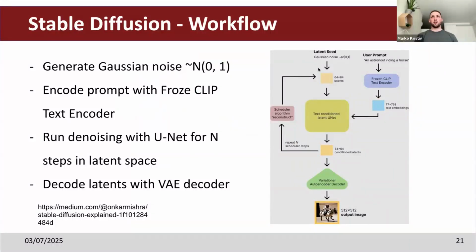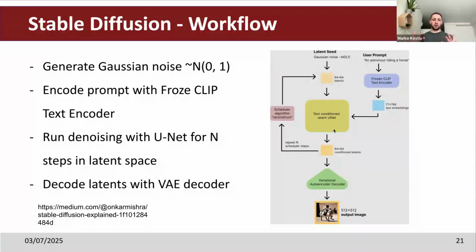Let's put it this way: we train the variational autoencoder first, and we know how to compress any given image into a distribution that looks like Gaussian noise. Then during inference time, we can sample a new random latent from this distribution of the variational autoencoder, and the latent is 64 by 64. And we know that we can encode basically any given prompt into a 77 by 768 text embedding.